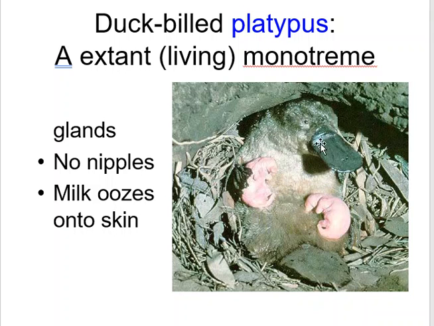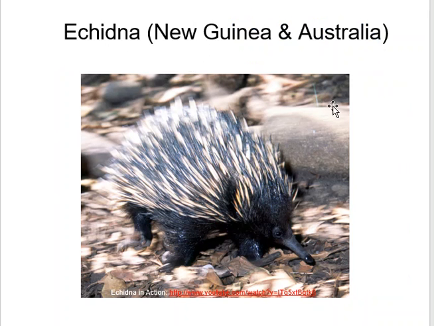Okay, so this is still a living group. This group lays eggs. There are egg-laying mammals in this world. This is the echidna, an anteater. Again, an egg-laying mammal.